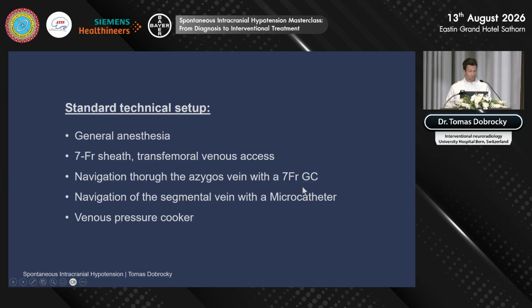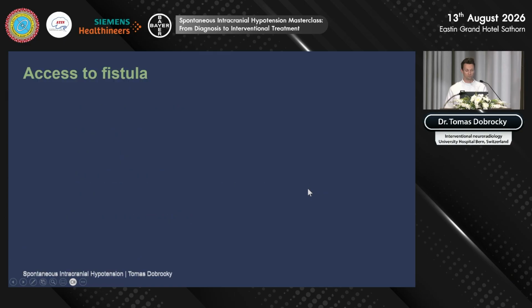What is our standard setup? We usually do most of them in general anesthesia. The injection of Onyx or liquid embolics in that area can be painful because you're injecting around the nerve root. Standard approach is a 7, sometimes 5 French sheath, which you then navigate into the azygos system, and then use a microcatheter, and in some patients using the pressure cooker technique, which I'll briefly mention.